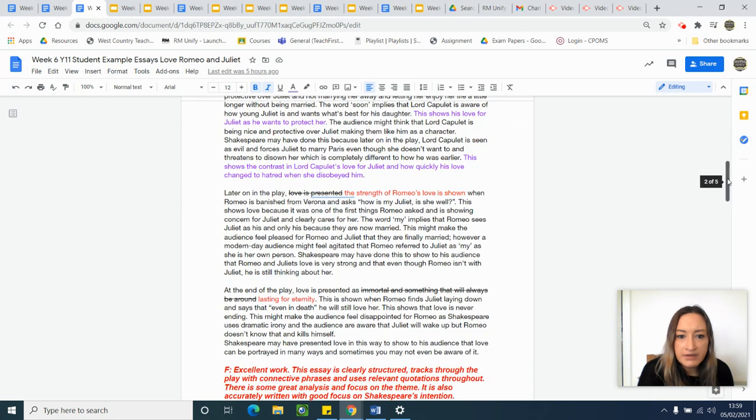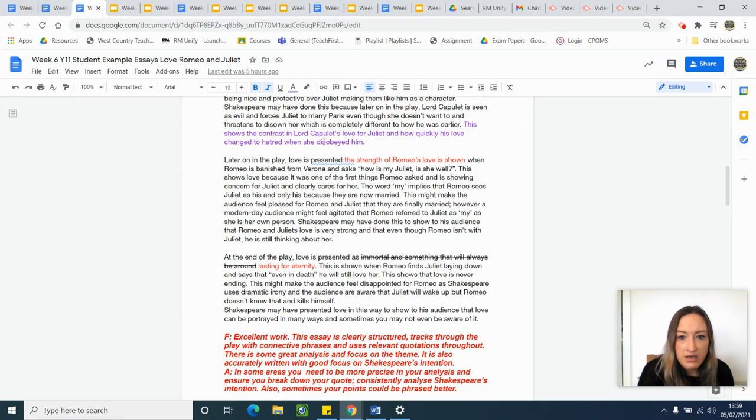Now you see down here that I've actually corrected this one. It originally said love is presented when Romeo is banished from Verona. I think it sounds better to say something like later on in the play, the strength of Romeo's love is shown. So you're not saying love is presented, you're just making a statement about love or about something to do with Shakespeare's message on love. And at the end of the play, love is presented as lasting for eternity, is a clearer phrase than immortal and something that will always be around.